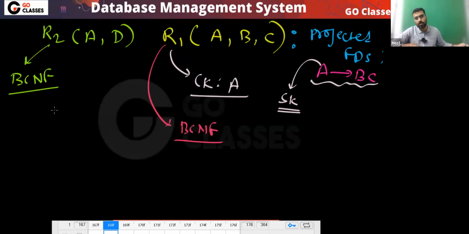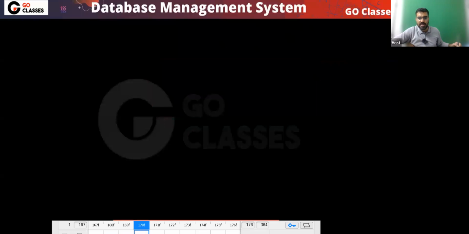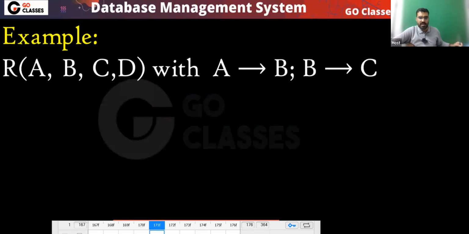So finally you can stop here. R2 is BCNF, R1 is BCNF. This is your answer. This is your BCNF decomposition. Now let's see another question. Again, you do the BCNF decomposition. Take your copy and pen.